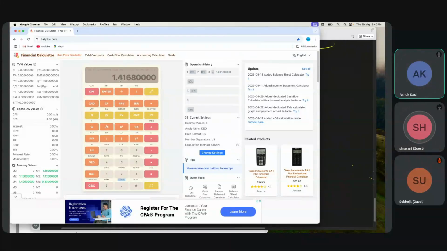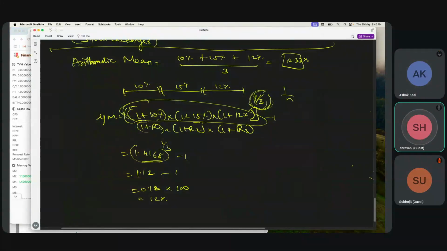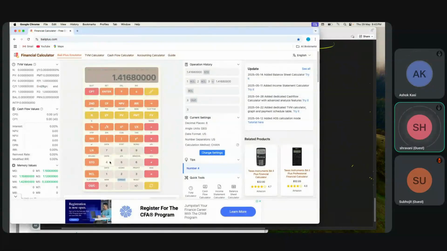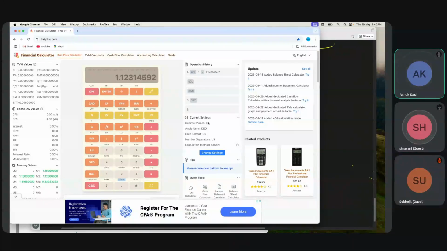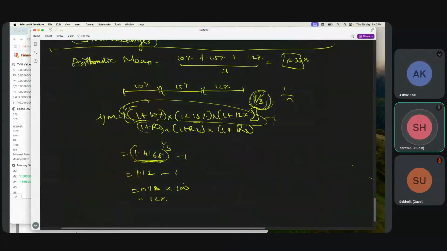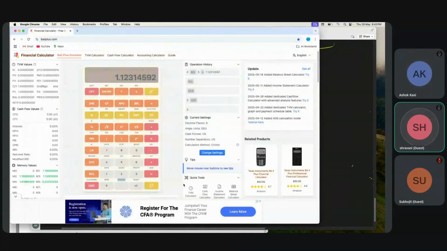So see this 1.4168 now. You got, no? Okay, keep it in store 4. Then 1 divided by 3. Keep it in store 5. Then recall 4 raised to recall 5. Just practice it quickly. 12 point, and then minus 1 we should do. So 12.31 percentage. Just try once quickly and let me know if you face any problem.